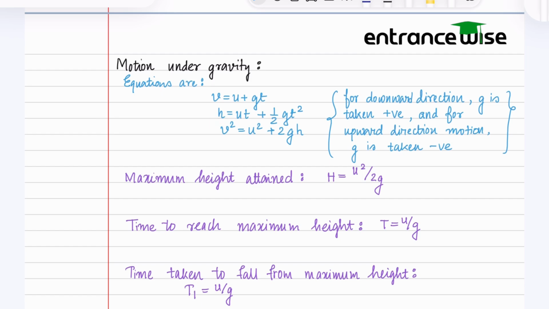For downward direction, g is taken to be positive. That is, when a particle is moving in the downward direction, then g is positive. And when a particle is moving in the upward direction, then g is taken to be negative. Okay?